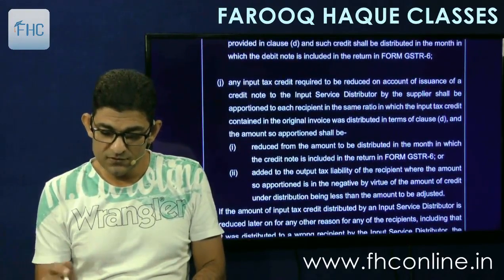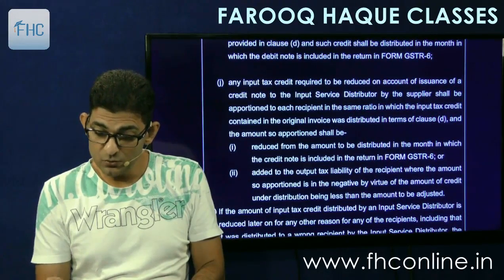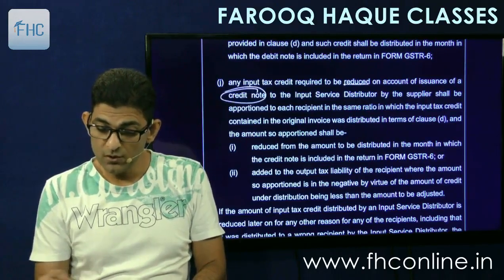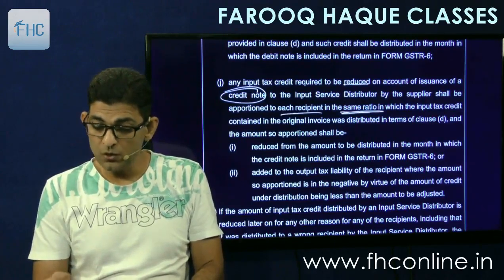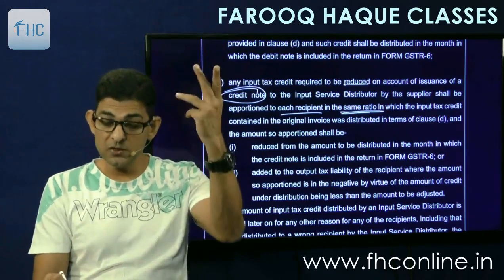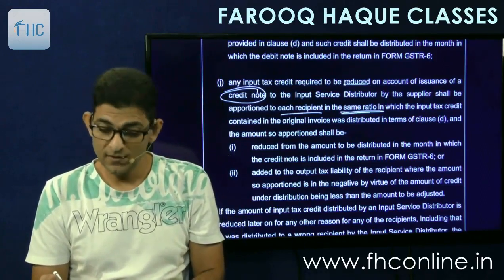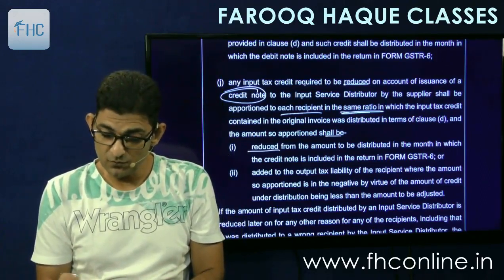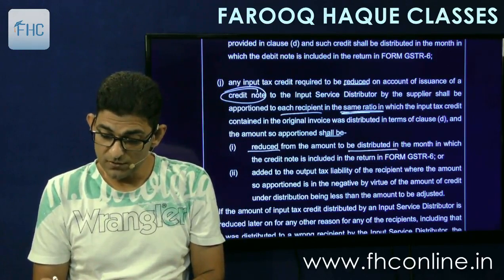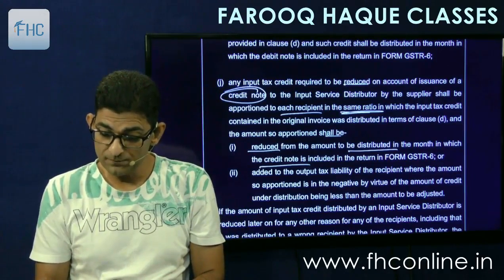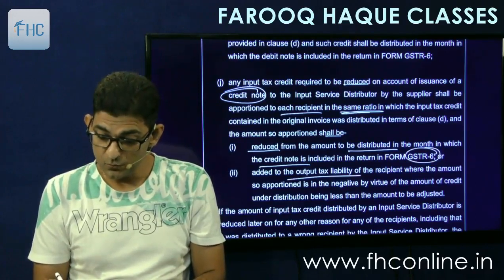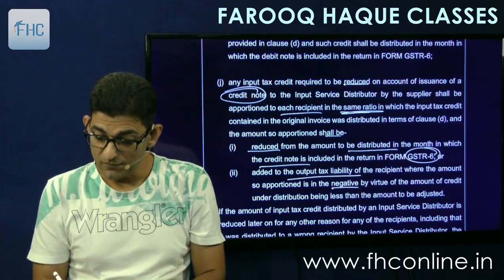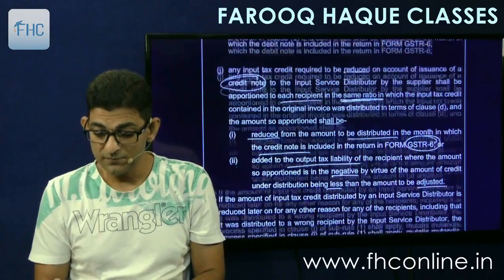And the last point says J, that any input tax credit required to be reduced on account of issuance of credit note to the ISD by a supplier shall be apportioned to each recipient in the same ratio in which the input tax credit was originally distributed, obviously. And the amounts of apportionment shall be reduced from the amount to be distributed in the month in which the credit note is included in the return in GSTR 6, or added to the output tax liability of the recipient where the amount apportioned is negative by virtue of the amount of credit under distribution being less than the amount to be adjusted, obviously.